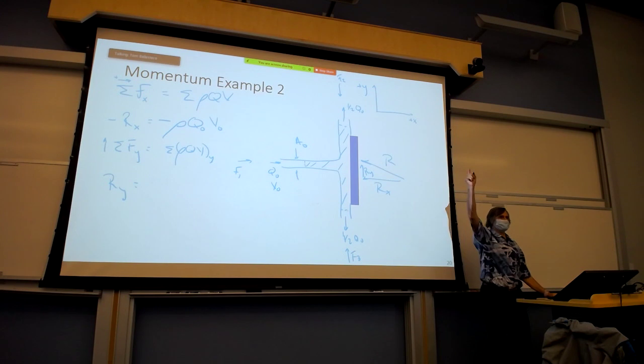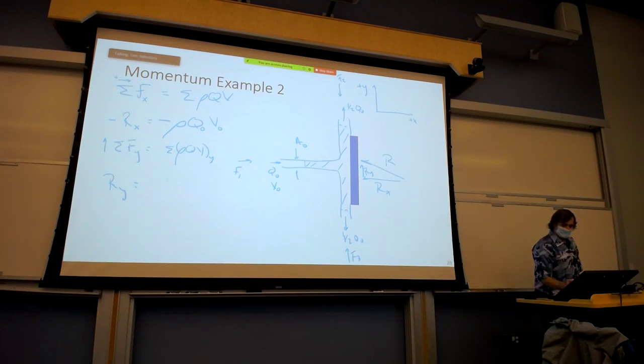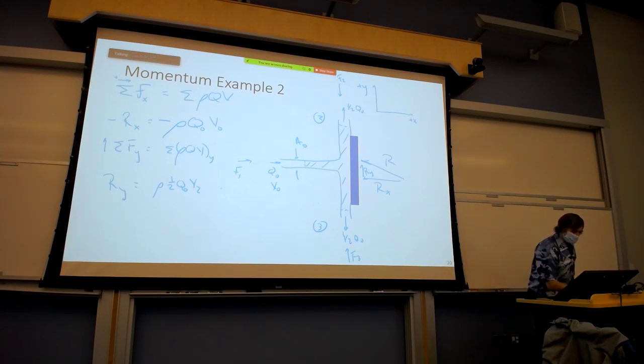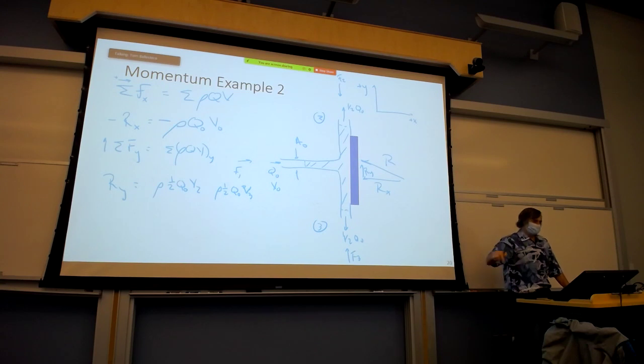And you have a flux going upward and a flux going downward. If we look at location 2 and location 3, so at location 2, we've got rho 1/2 Q0 V2. It's leaving, and the velocity vector is in the positive y direction. Positive times a positive is a positive. And then the other term is rho 1/2 Q0 V3. It's leaving, but the velocity vector is in the negative y direction. So Ry is rho 1/2 Q0, since that's the flux, V2, minus rho 1/2 Q0 V3.